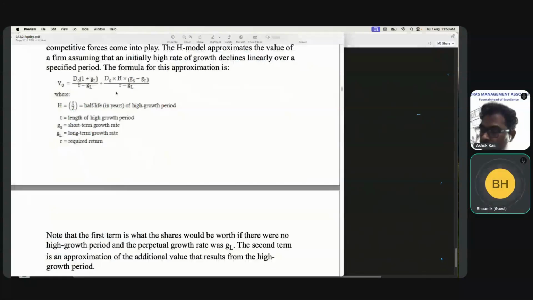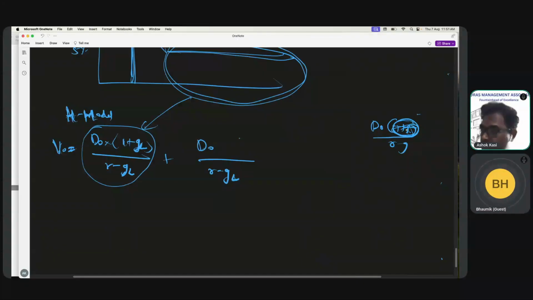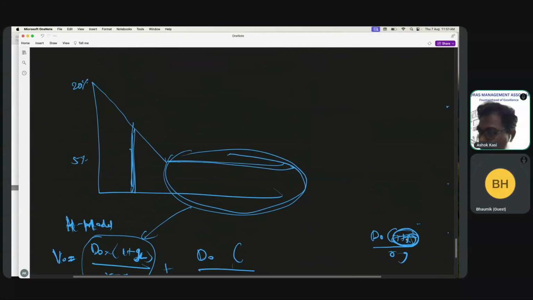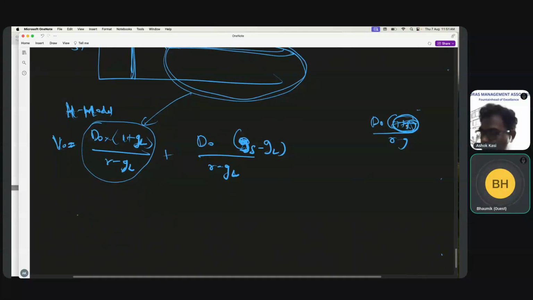Now plus that linear growth. Normally, the dividend would be D0 into 1 plus G divided by R minus G. Now, R minus G only I am taking here as well. But here, because I don't know the growth rate, I need to take the average growth rate. So I will take the average of 20 to 5: growth for short term minus growth for long term.